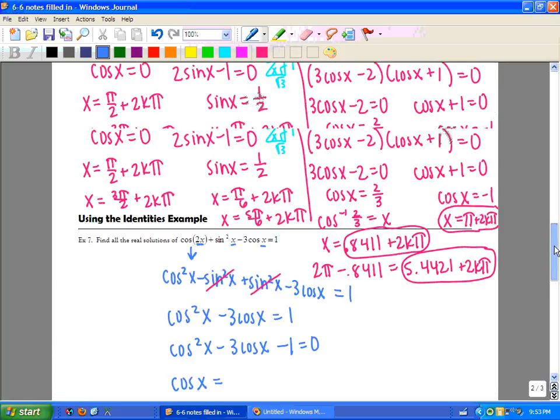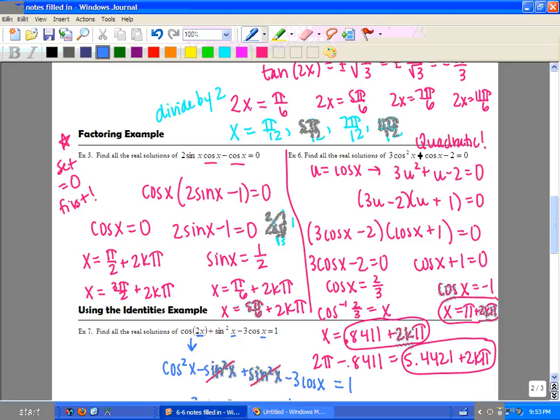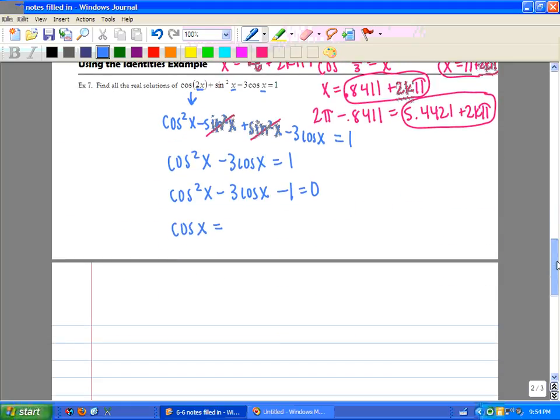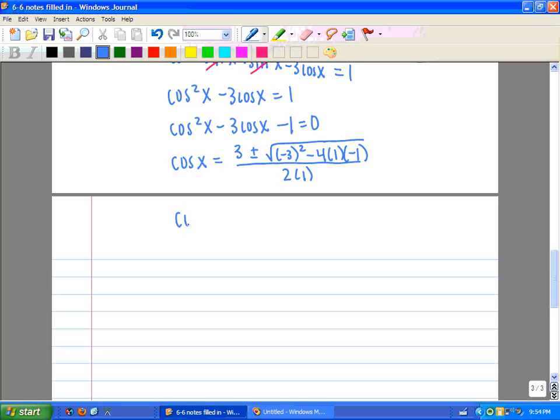Just like above, where we had 2x equals the answers instead of just x, on this one you're going to have cosine x equals the quadratic formula instead of just x equaling that. So if we do our quadratic formula, that's the opposite of b, so positive 3, plus or minus the square root of b squared, so that's negative 3 squared, minus 4 times a, which is 1, times c, which is negative 1, all over 2 times a, which we said was 1. If we continue, that simplifies to 3 plus or minus the square root of 9 plus 4, so the square root of 13, all over 2.